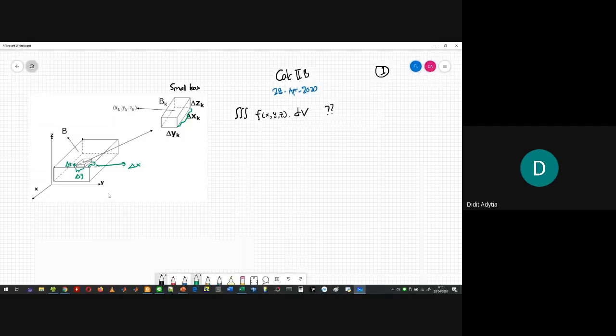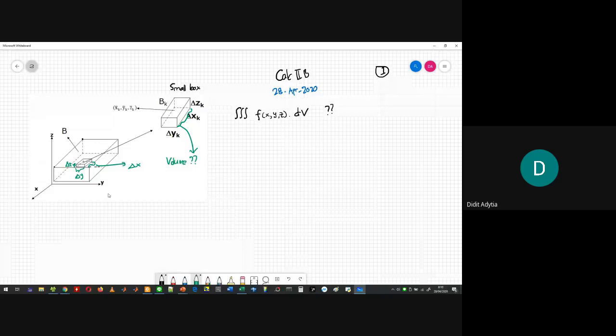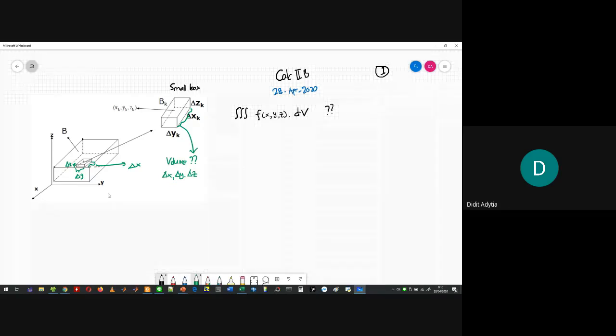Okay, and now the question is, how can we calculate the volume of the box? Volume of the box, how do we calculate it? Length times width times height. Delta x times delta y times delta z. So this one is the volume of this small box.